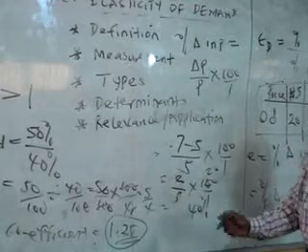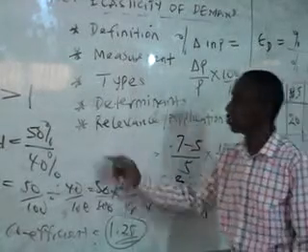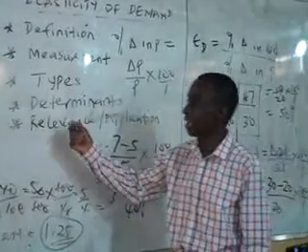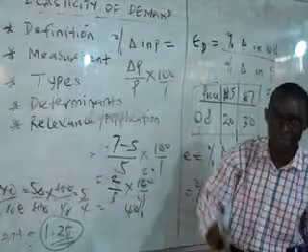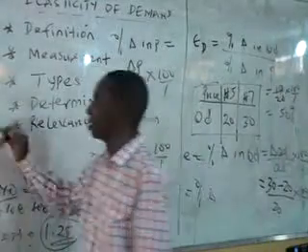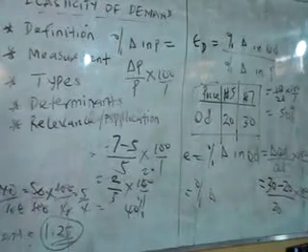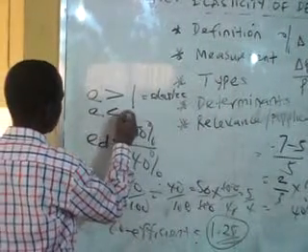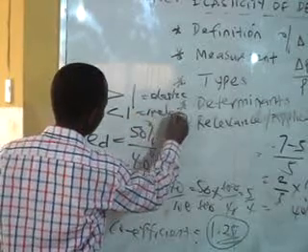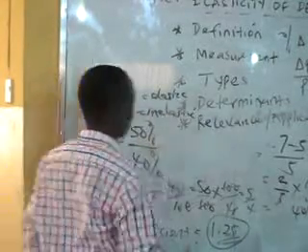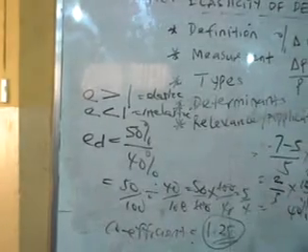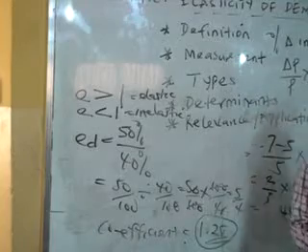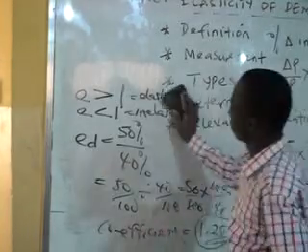Then demand can also be inelastic. When the percentage change in quantity demanded is less than percentage change in price, that means you are going to get a coefficient that is less than 1, then demand is said to be inelastic. So where elasticity of demand is greater than 1 is elastic demand, and where it is less than 1, it is inelastic demand. I hope you are following me now.